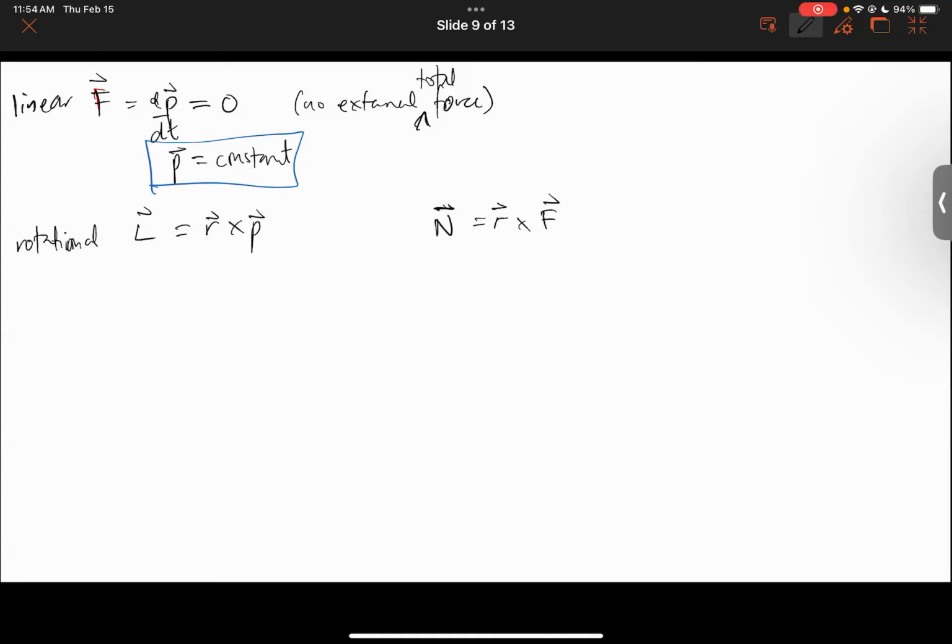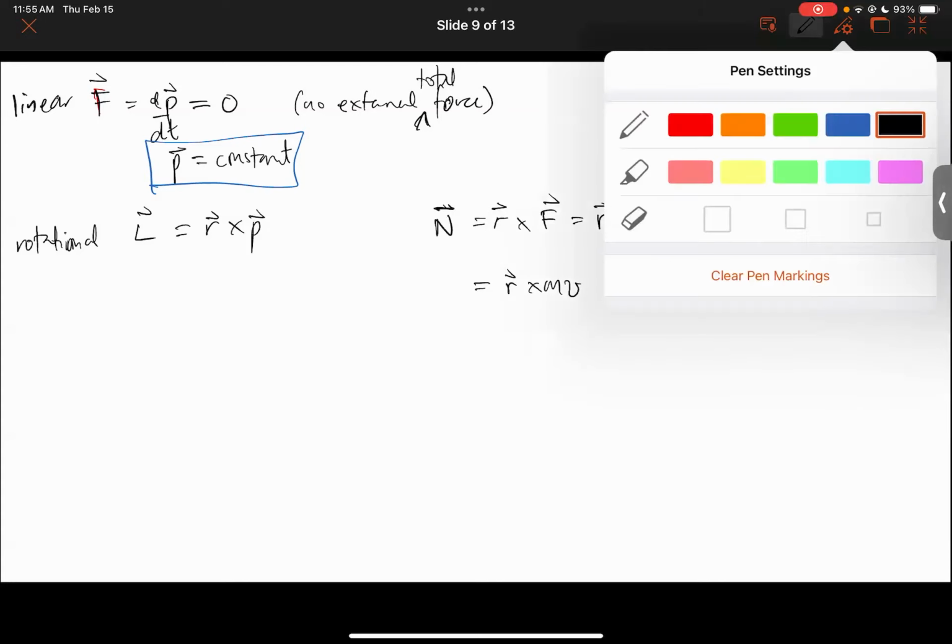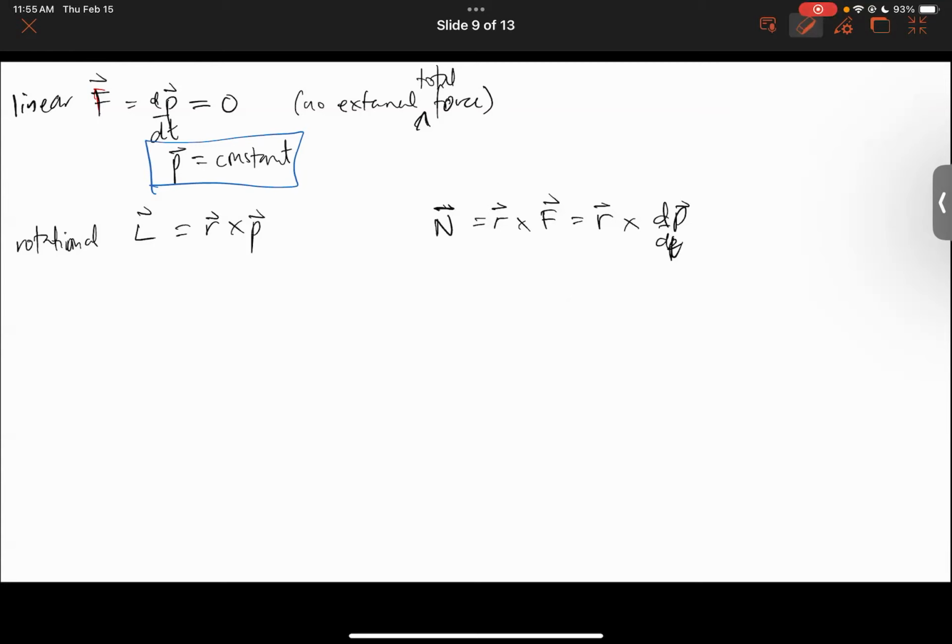Okay, we know that F is dp/dt. So this is r cross dp/dt. Dito tayo mag-work sa momentum.